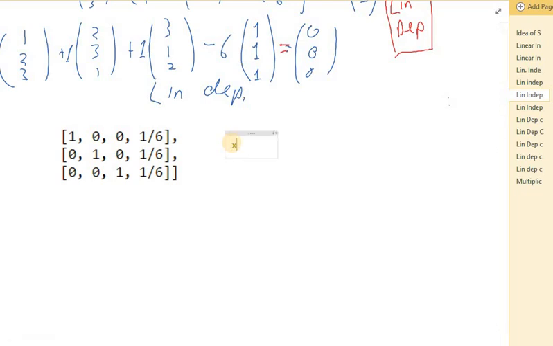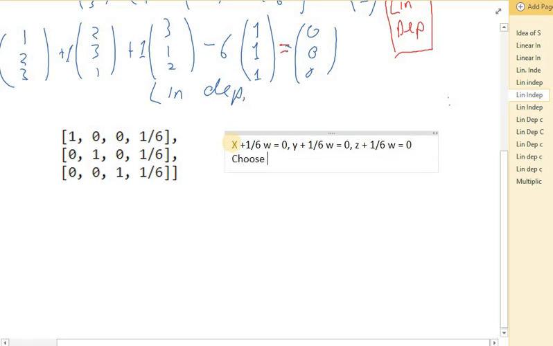X plus 0Y plus 0Z plus 1, 6W equals 0. It tells me also that Y plus 1, 6W equals 0. And then Z plus 1, 6W is equal to 0. So I can just choose W equal to, might as well choose W equal to minus 1. And that gives me X equals Y equals Z equals 1.